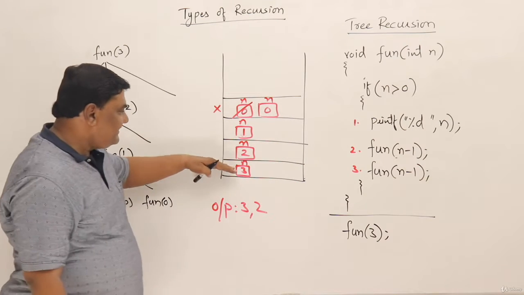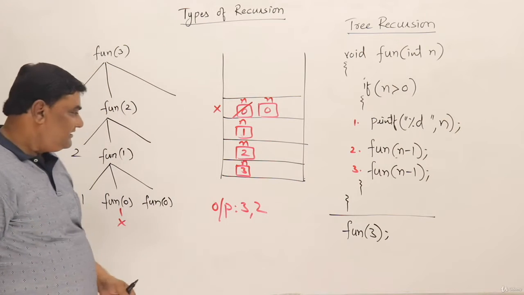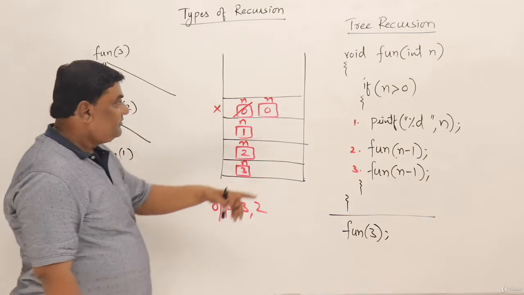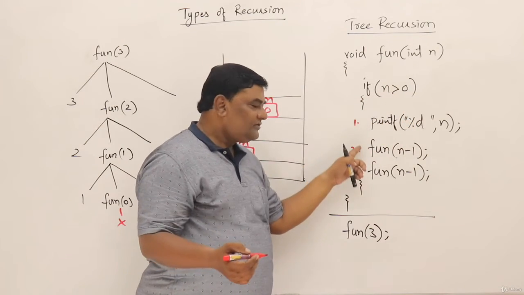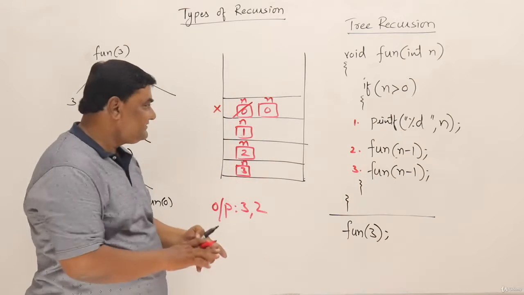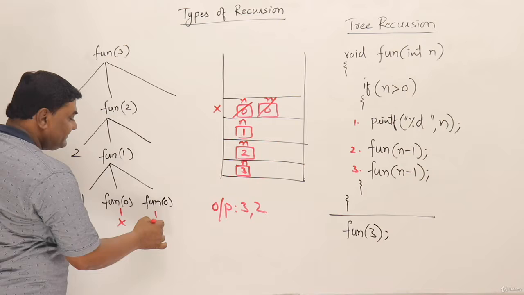So now again the size of the stack is 4. Next, for fun of 0, this is 0. 0 is not greater than 0, so it's not going to enter inside. The function ends, so this activation record is deleted and this function terminates.